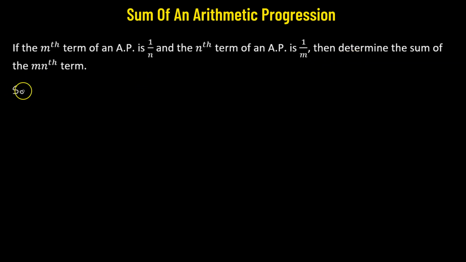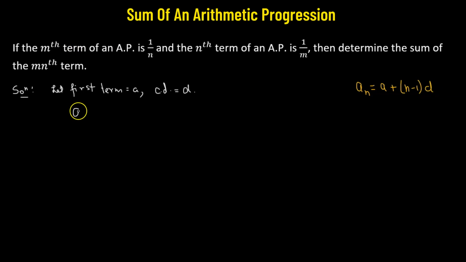So let's begin. First, let's consider that the first term be represented by the letter a in lowercase, and the common difference, since it's an AP, we also have to specify the common difference. So let it be represented by the letter d in lowercase. Now we're going to use the formula for the nth term. The nth term is given by the first term plus n minus 1 times the common difference. Now we'll try to find out the mth term.